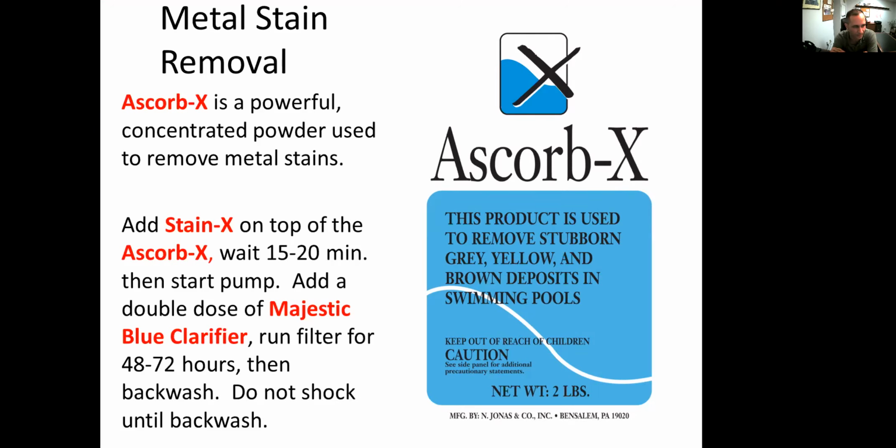So don't shock the pool until you backwash. That could upset the process. So you want to wait until you backwash to shock the pool.